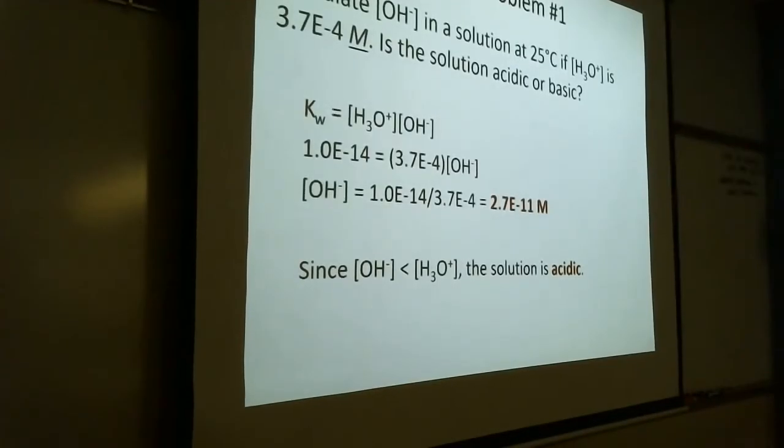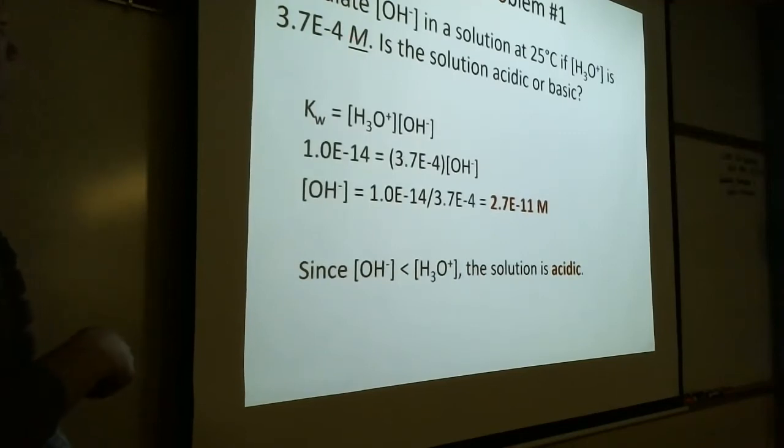Right? If OH minus is what I'm looking for, I know H3O plus, and then is this acidic or basic? So I could use the Kw expression. That'd be the most straightforward way to do this. I mean, I could convert it into a pH, subtract, and get a pOH. But the easier way to do it, since I just know this one value, is to use Kw and then look to see which value is bigger. That's what I would do.